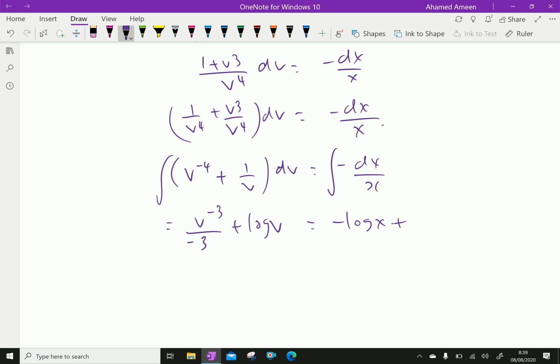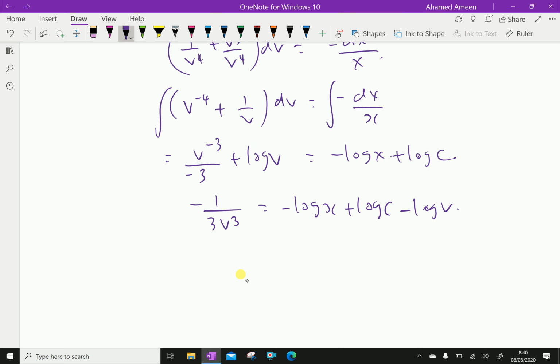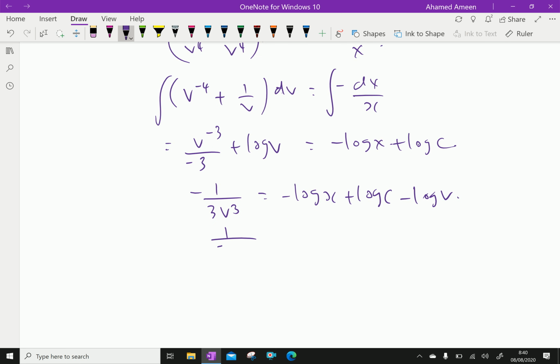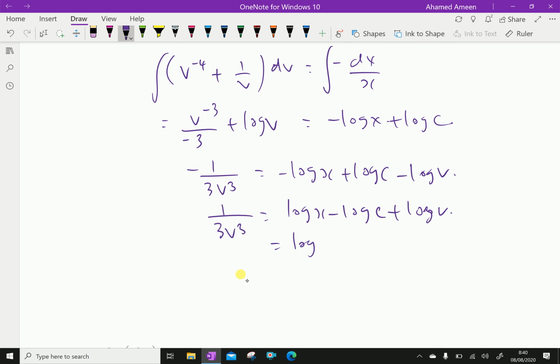Minus log x plus log c, constant. So we have minus 1 over 3v cube equal minus log x plus log c minus log v. Multiplying throughout by minus, 1 over 3v cube equal log x minus log c plus log v. Taking log common, it becomes log of vx over c equal 1 over 3v cube.